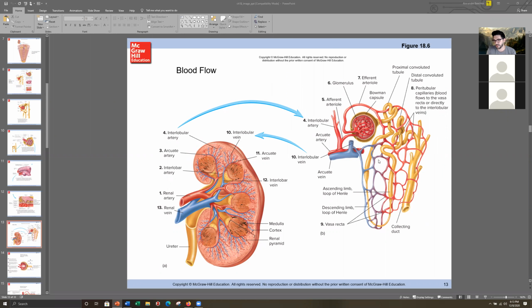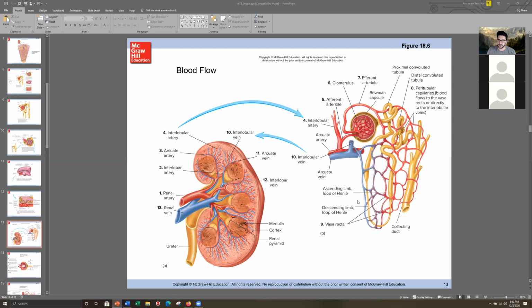So the vasa recta then contributes back into the interlobular vein, okay? So interlobular vein, arcuate vein, interlobar vein, and then back out through the renal vein, out through the renal hilus. So that is our blood flow trajectory going from the renal artery all the way through and then back out the renal vein.